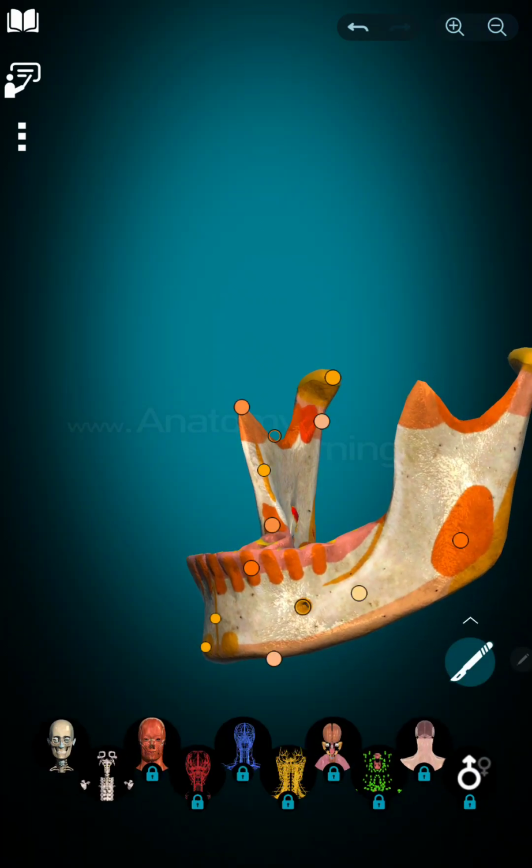So this is all about the ramus of the mandible. In the next video, we are going to cover the attachments and relations of the mandible, and the ligaments and nerve supplies also.